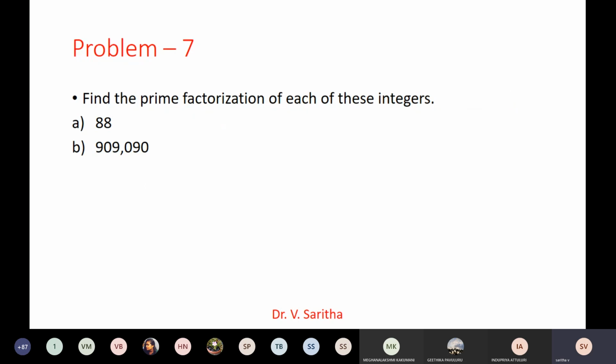Fine. Find the prime factorization of each of these integers. I have not given the solution for this question, please try to make it. So 88. What we do is we start dividing from 2, obviously.